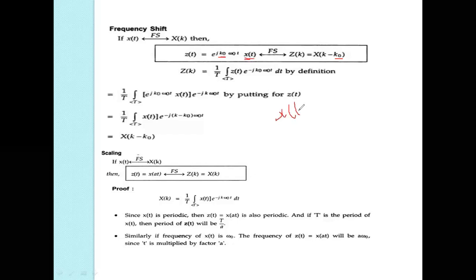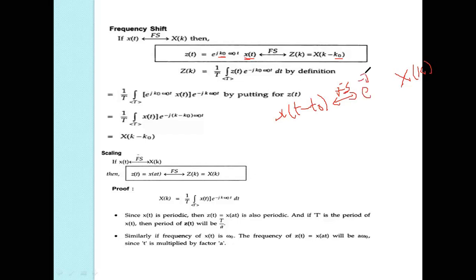Previously, when we took x of t minus t naught, the time is shifted. After applying the Fourier series, the frequency x of k is multiplied with the negative exponential e power minus j k omega naught, with whatever samples it is shifted in the time, that is t naught. Now x of t is a time signal.